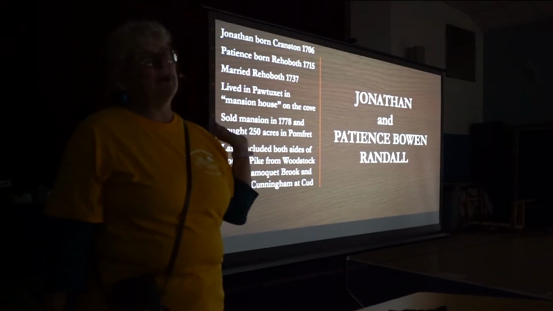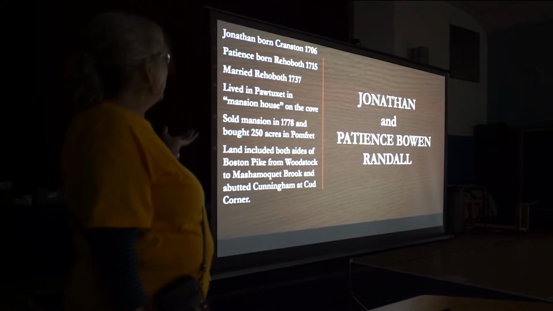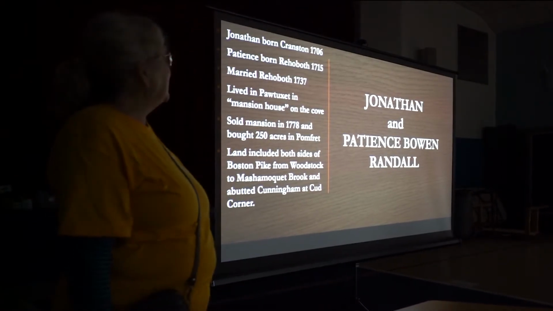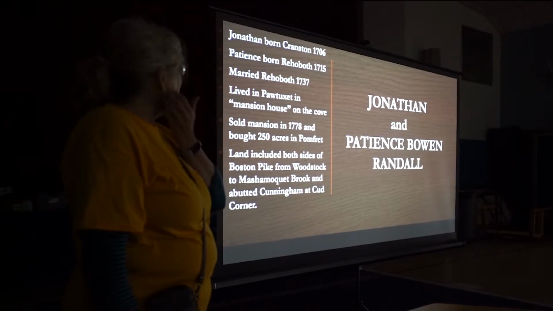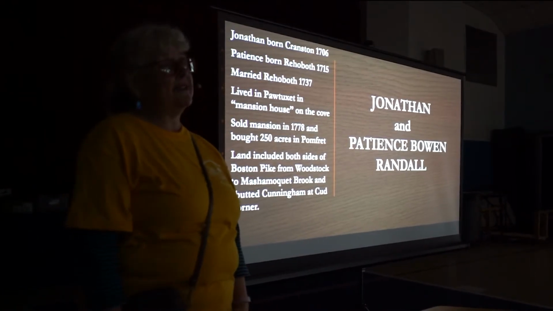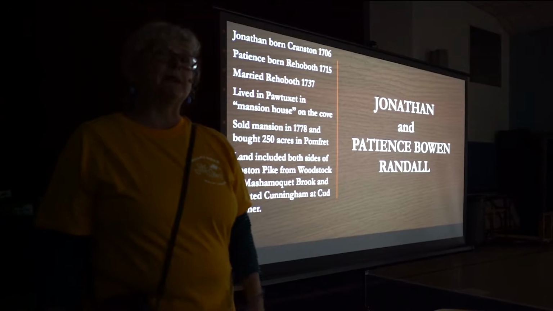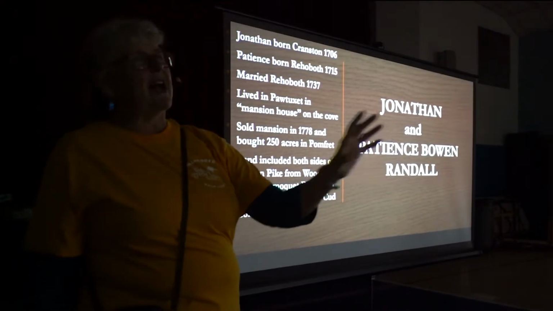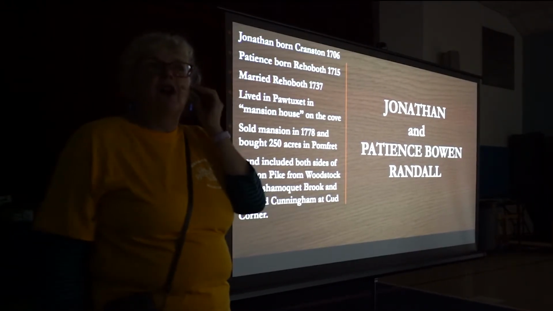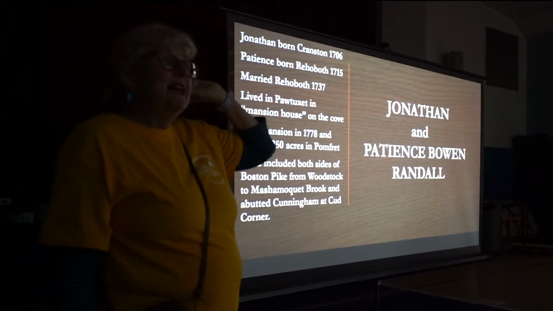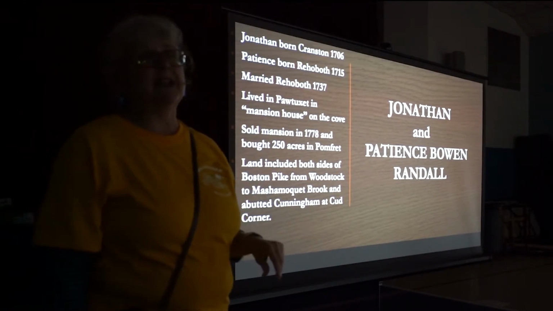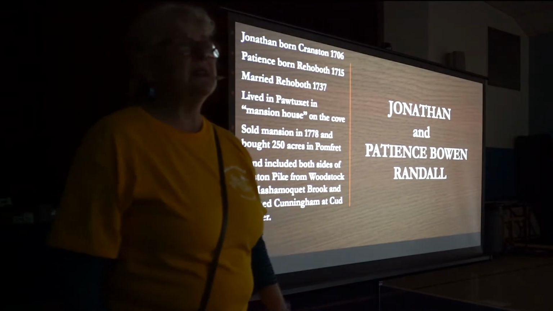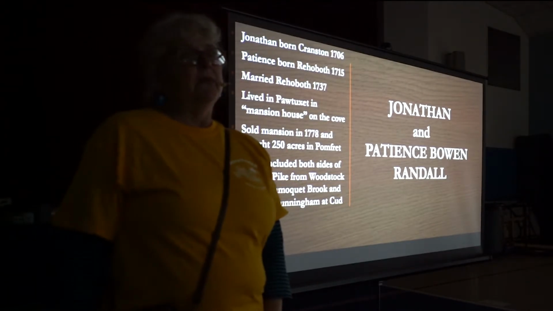Patience was born in Rehoboth in 1715, and Jonathan was born in Cranston, which was called Providence Village at that time, in 1706. They married in Rehoboth in 1737. Patience was a Bowen. The Bowens in Rehoboth had moved into Rhode Island. They were very involved in the slave trade. Her grandfather, who supposedly was involved in the slave trade, gave her several slaves as a wedding gift.